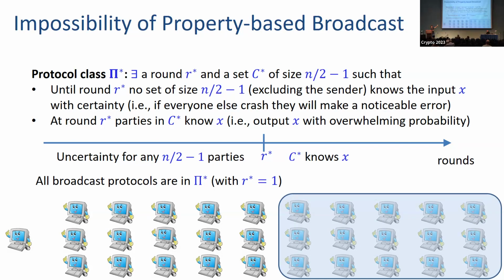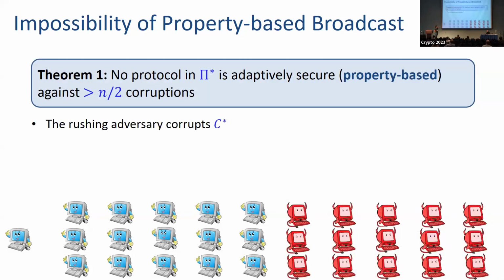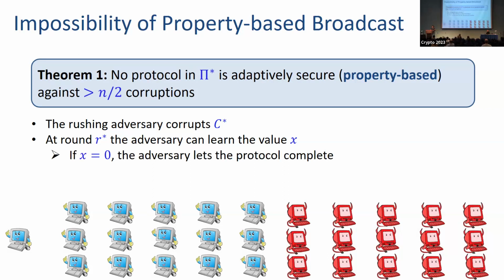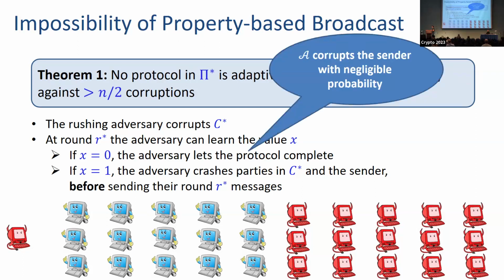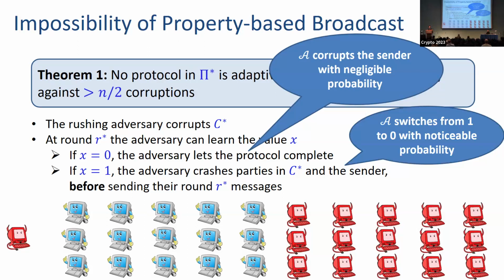Now, given a protocol within that class, the adversary can corrupt the set C star, wait until round R star, when the sender sends all of its messages to that set, and now the adversary can know what the sender's input is going to be. If it's 0, it will let the protocol resume. And if it's 1, it will corrupt the sender and crash it. So if the input is 0, then there's a tiny negligible probability that the adversary will make a mistake and corrupt the sender. And if the input is 1, then there's a noticeable probability that everyone will output 0. So that violates the property that we want.